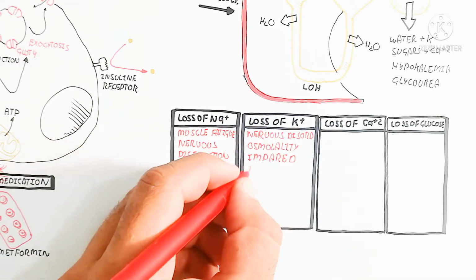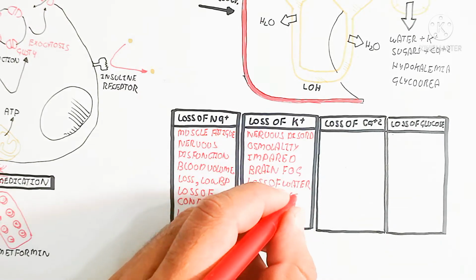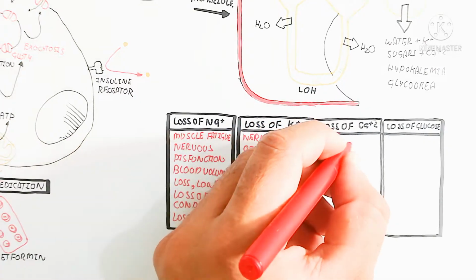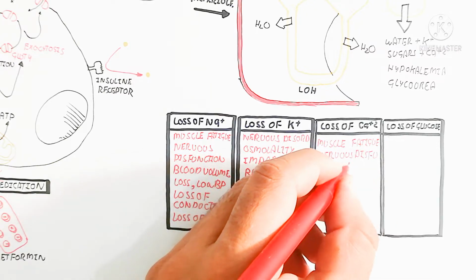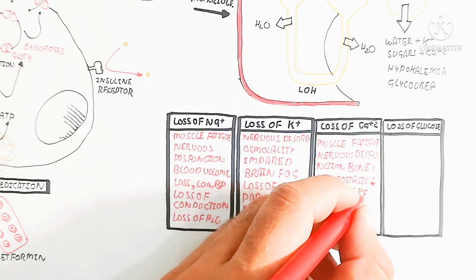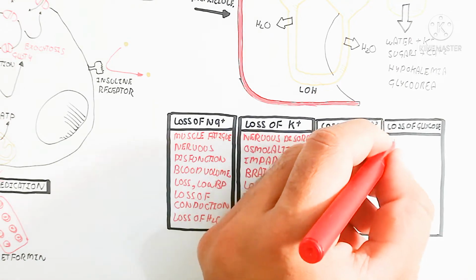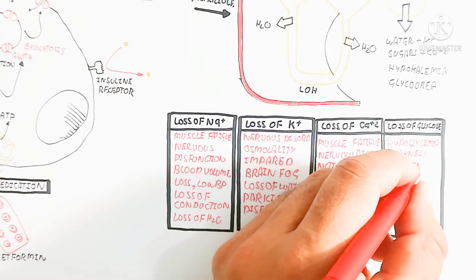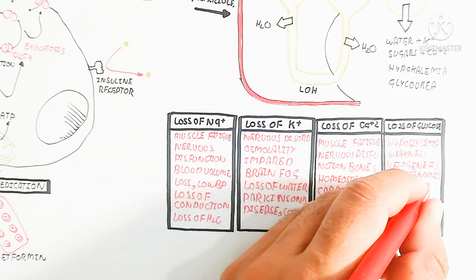In this case, the loss of potassium will lead to nervous disorder, impaired osmolality, brain fog, impaired osmolality of the blood, and loss of water, and Parkinson disease as well as coma. And the loss of calcium will lead to muscle fatigue, nervous dysfunction, decreased bone homeostasis, and cardiac beat dysfunction and heart attack, because calcium is very important for the conduction of the nerve impulse.